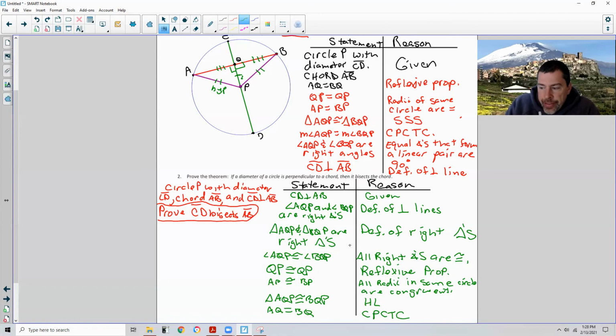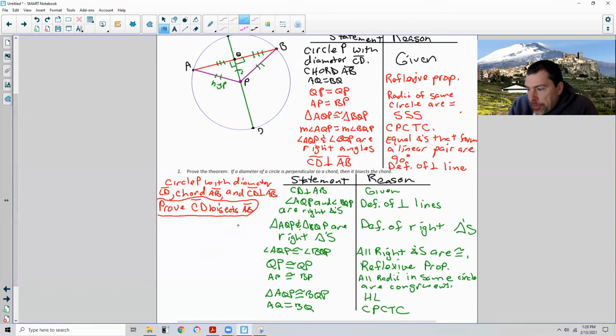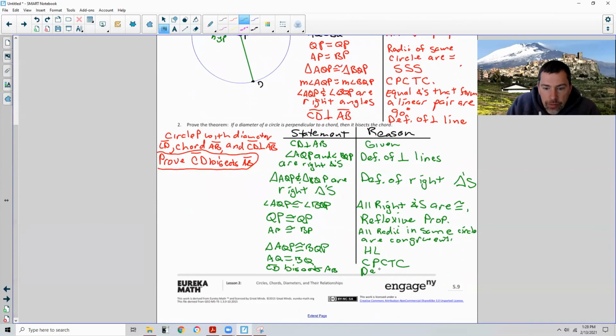Okay, and then what more do we need? We're trying to say that CD bisects AB. So that's what I'm going to say. So I've already said this, so now I can go right to it and say CD bisects AB. So CD is bisecting AB, and that's just simply, let me scroll a little here, the definition of segment bisector.